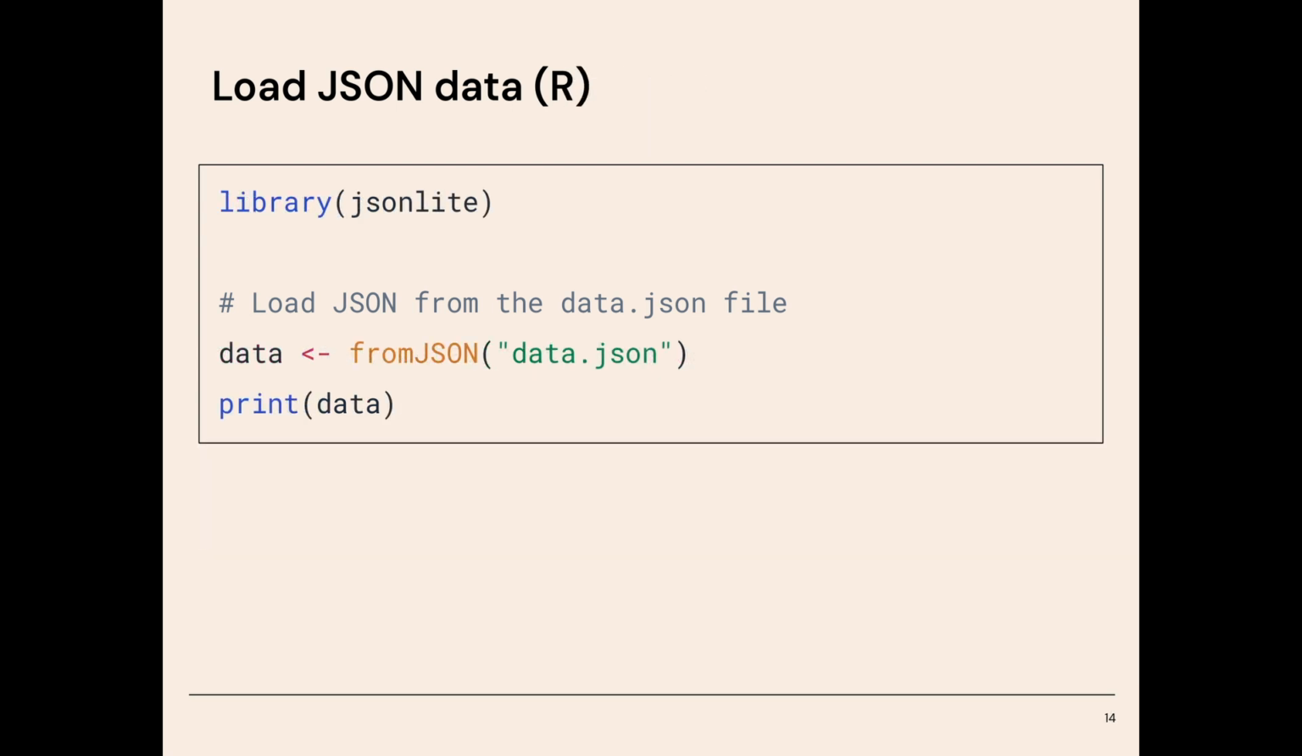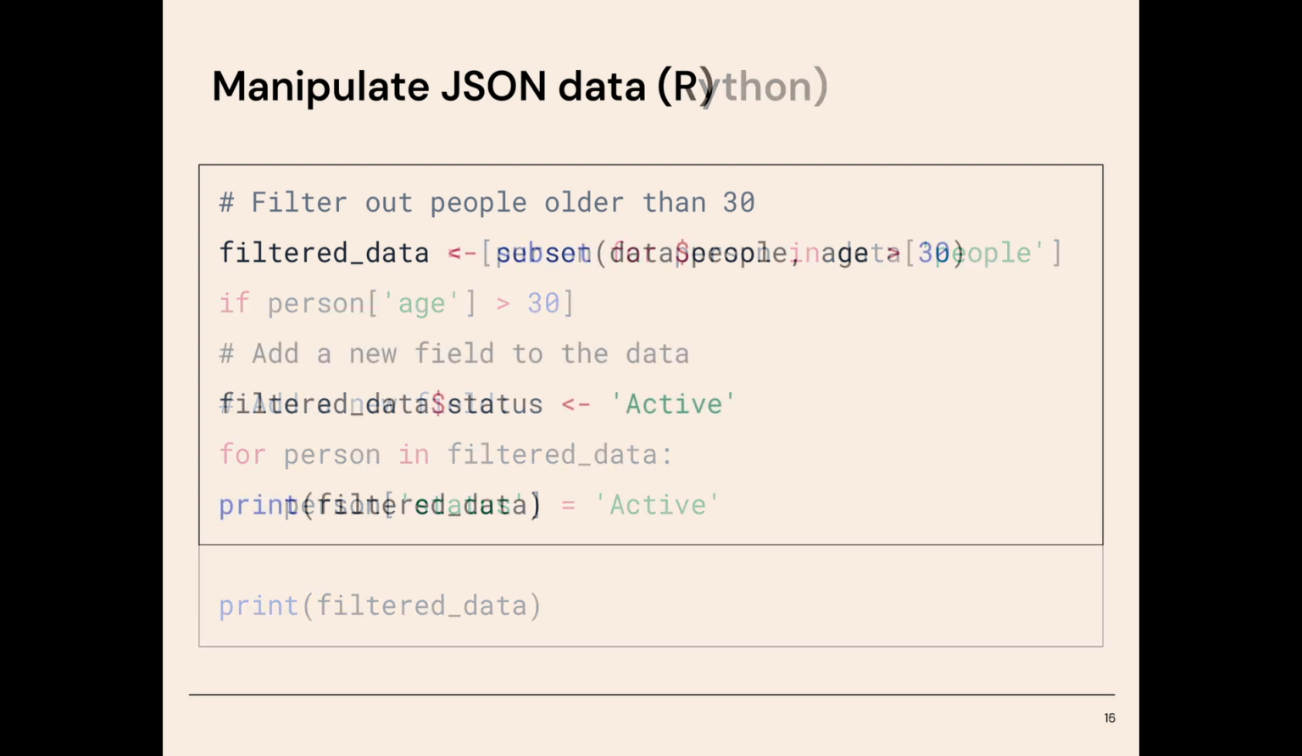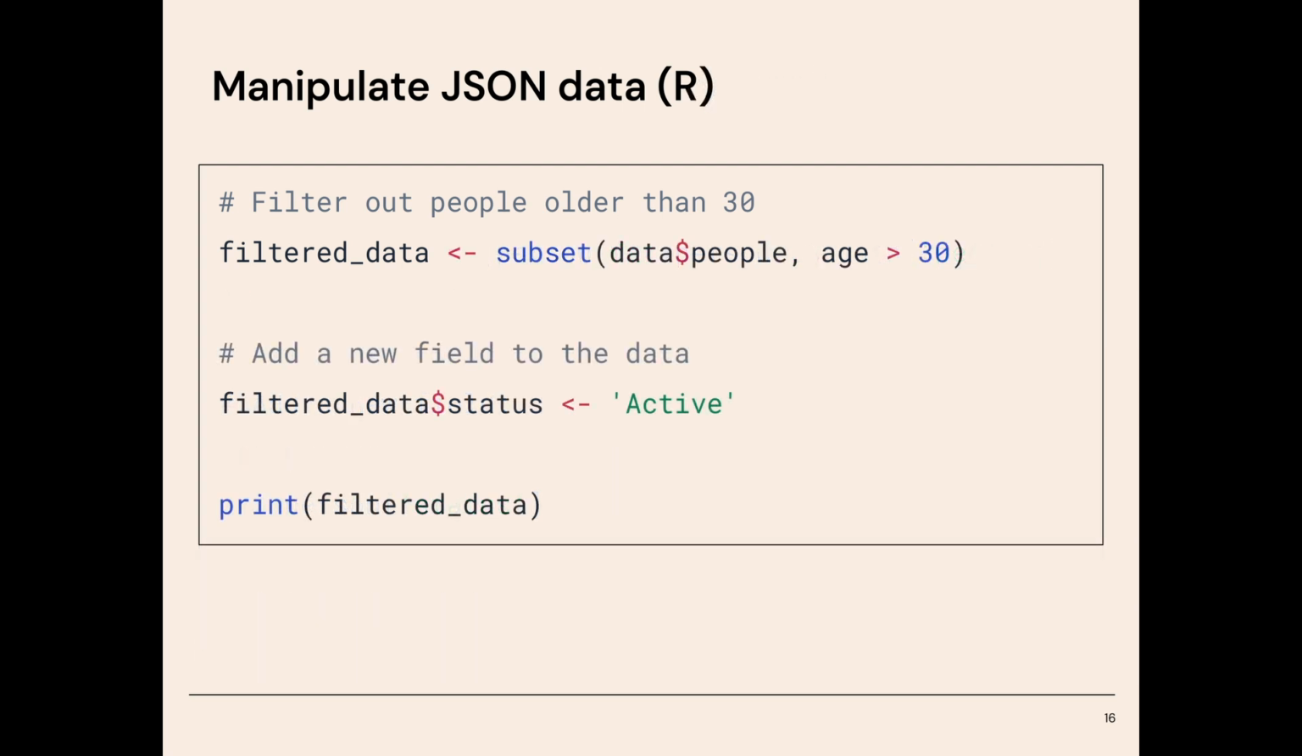In R, we can import JSON files using the jsonlite package. Here's how it works in R. Now, let's manipulate the JSON data in Python. Let's say we have a list of dictionaries and we want to filter out certain values or modify the data. In this example, I'm filtering a list of people based on age. Then I'm adding a new field, status, to each person's record. In R, I use the subset function to filter data. To add a new field, I just assign a value to the new column in the data frame.